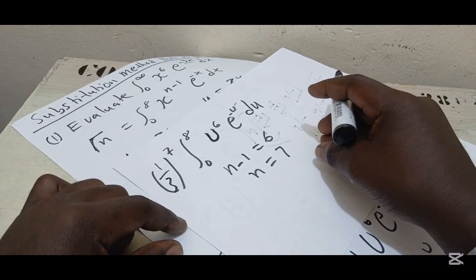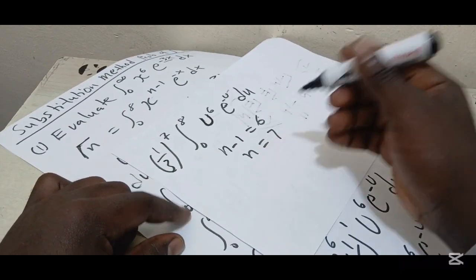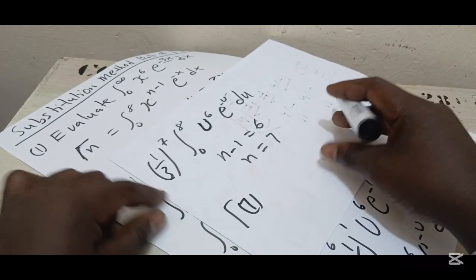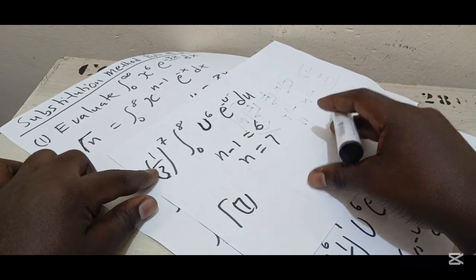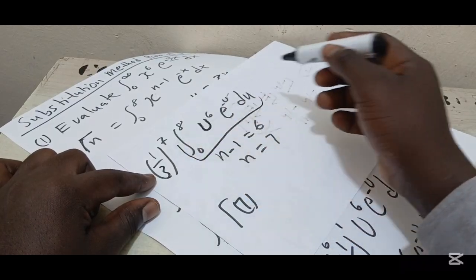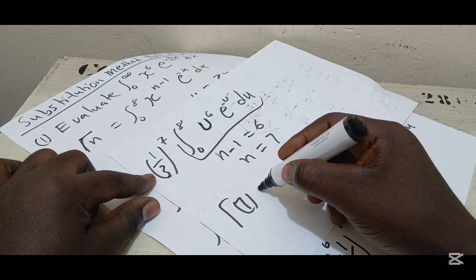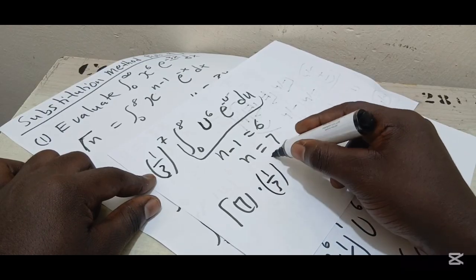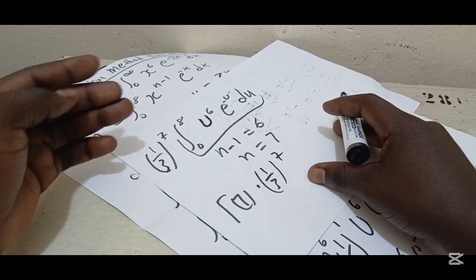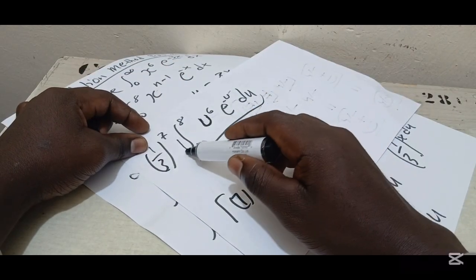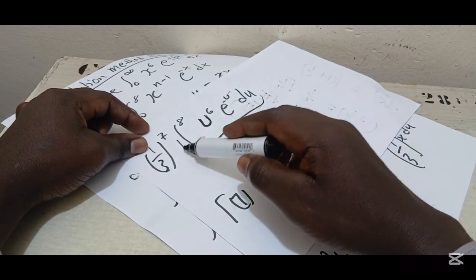So now we can go ahead and find our gamma n, which is gamma 7. Notice that the whole of this integral here is gamma 7. So multiply by 1 on 3 to the power 7. Whatever you get here is going to affect the gamma 7, apart from this expression.